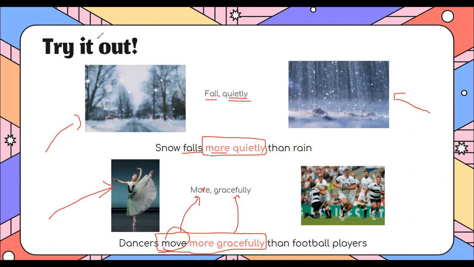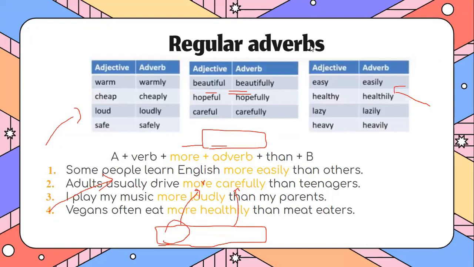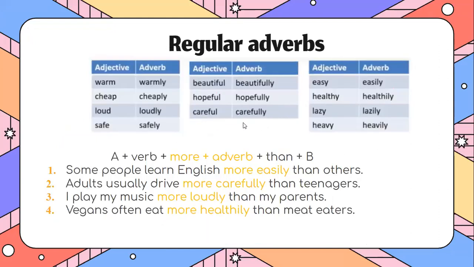In conclusion, to sum up, we can understand that adverbs are the verb's best friend. They are going to define how the action works. And when we compare, we're going to use more with the regular adverbs that we are going to add ly, like beautifully, hopefully, carefully, cheaply, loudly, lazily, heavily, etc. And more, of course. And then, which is a comparative form of the adverb.